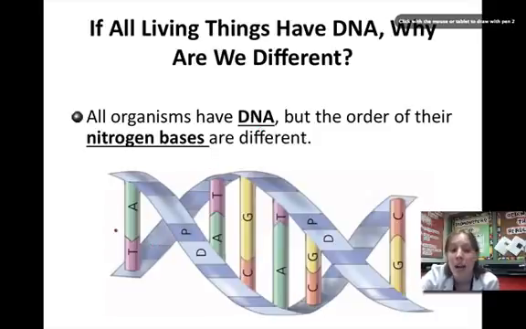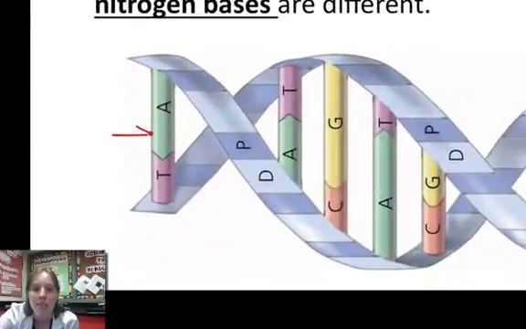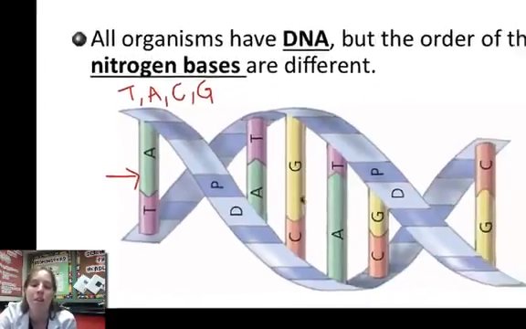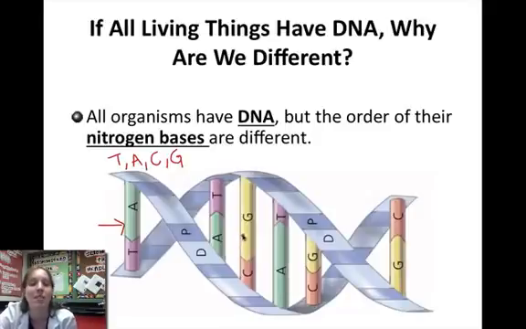So if I look inside of my DNA, I see my nitrogen bases, which are the four letters in DNA: T, A, C, and G. And we've talked a lot about these nitrogen bases and how they like to pair up with one another. Now, the order of these nitrogen bases is the instructions for how to build you, or how to build a tree or a bacteria. So even though we all have DNA, the order of the letters of the nitrogen bases inside of us is different.